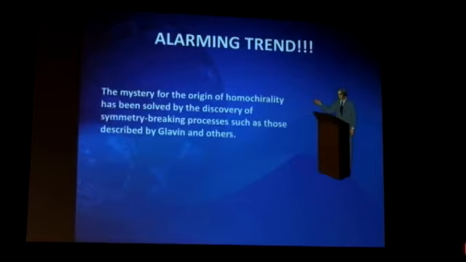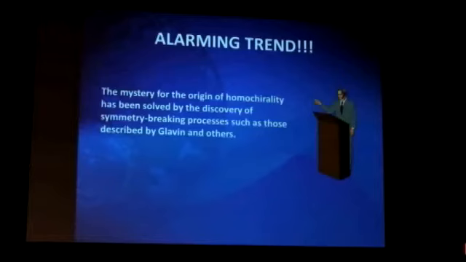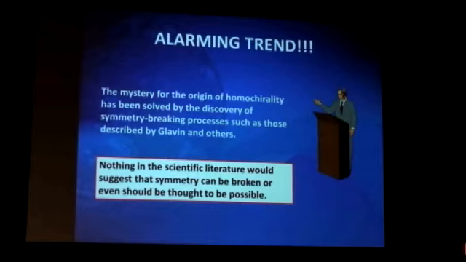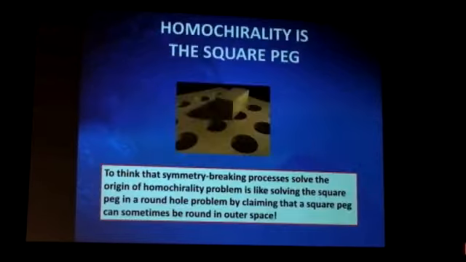conclusions. But the problem I have, there's an alarming trend that the mystery for the origin of homochirality has been solved by the discovery of symmetry-breaking processes such as those described by Glavin. Glavin doesn't really talk about it so much, but many other scientists who talk about his work are too busy to term symmetry-breaking processes, and that's the part that I have a hard time with. Nothing in the scientific literature would suggest that symmetry is capable of being broken, or even that it should be thought to be possible, and yet they propose that.